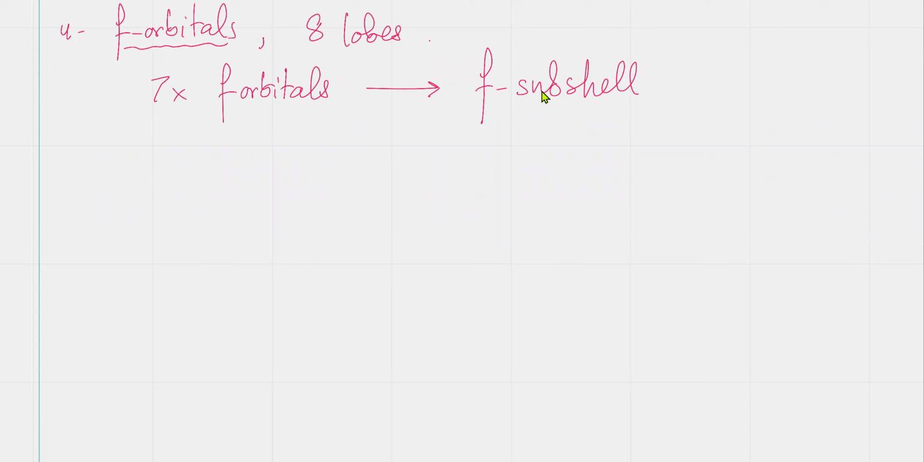Maximum of 2 electrons. So it might be an empty space, it might have 1 electron in it, or the maximum number of electrons that it can accommodate, that's 2.